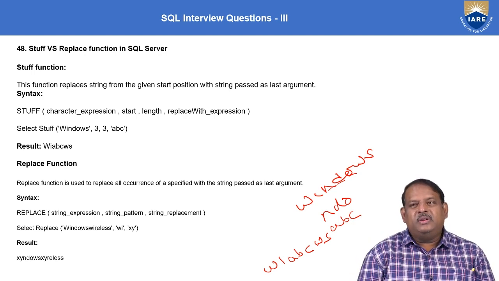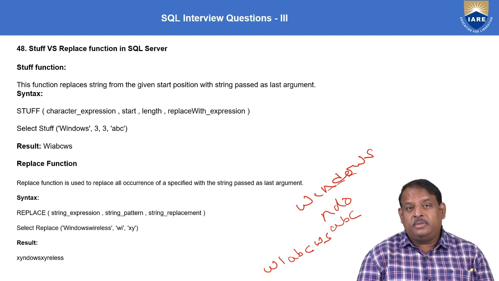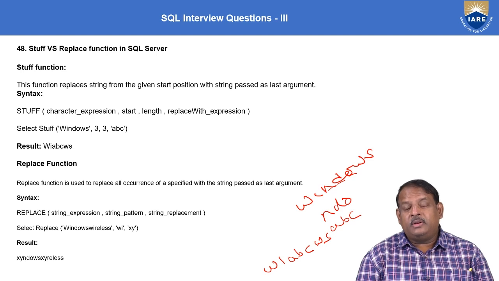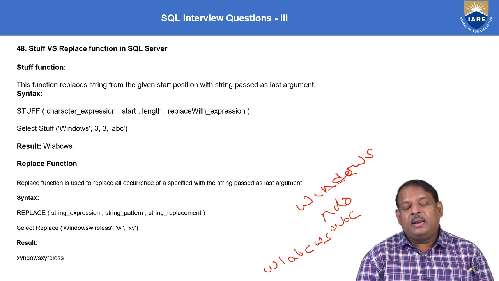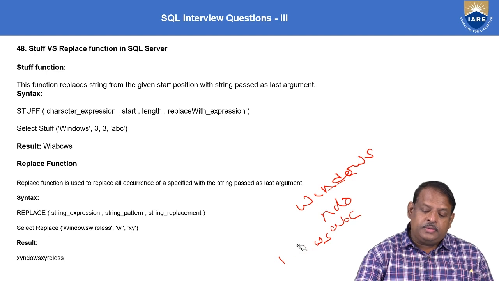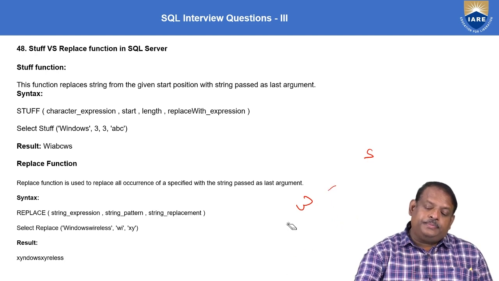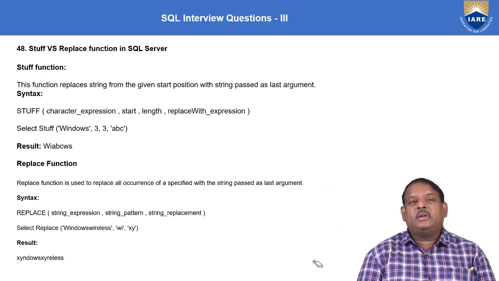The STUFF function takes four arguments: the original string, the start position, and the number of characters to be searched and replaced, along with the given replacement string. Okay, this is the STUFF function.